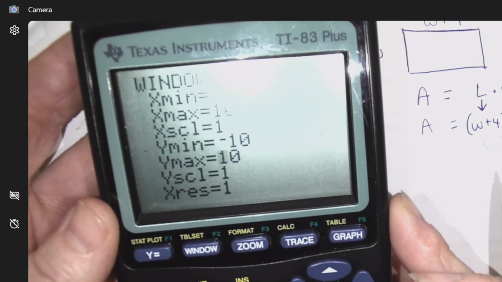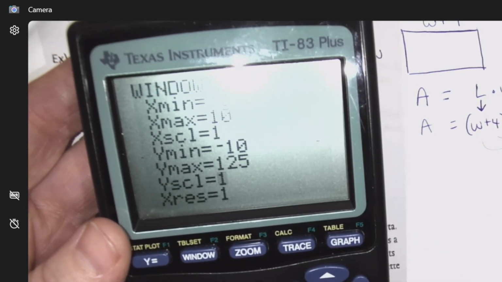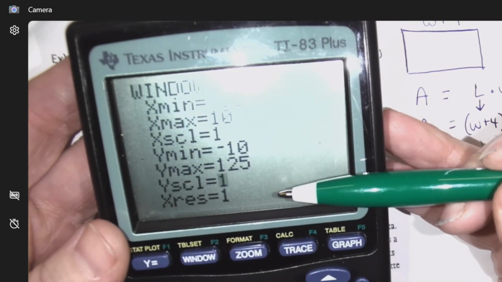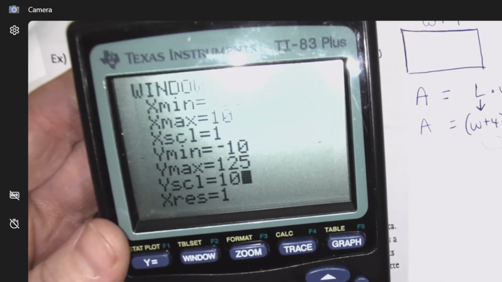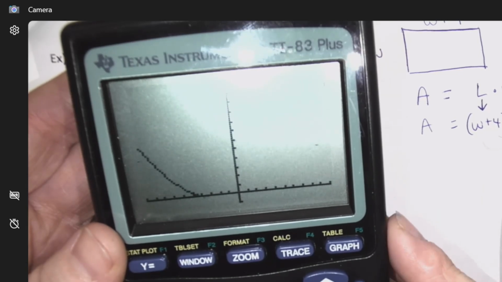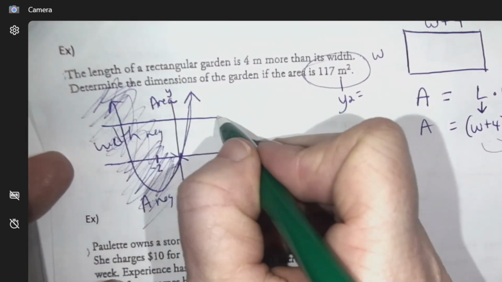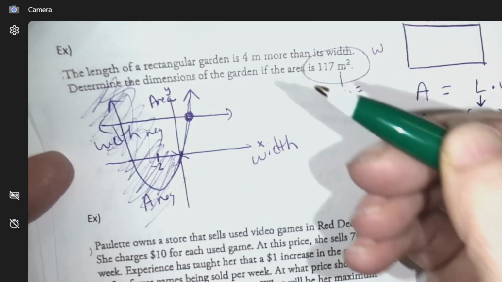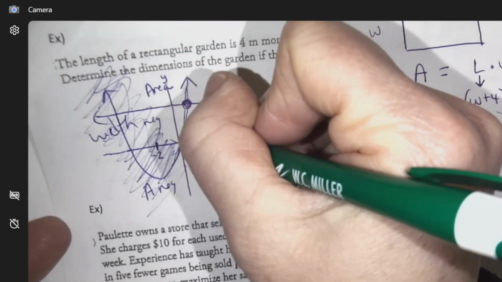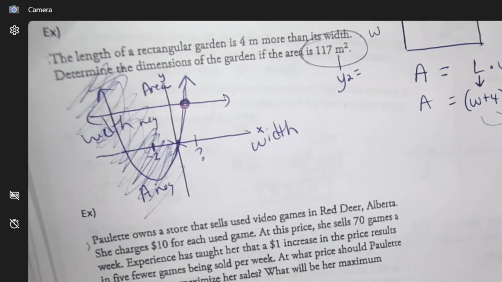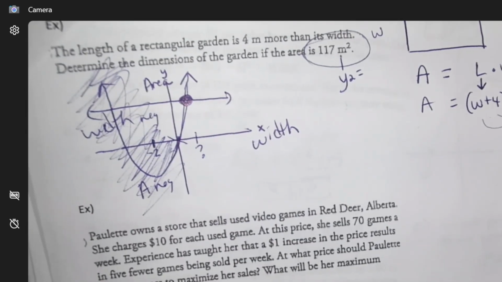So what do you want to change this thing to down here? Y height. What do you want to go to? 125. How about that one? When you go a little bit bigger, you should also change your tick marks. Each tick mark, what do you want to do? 10 on each tick mark? Okay, so what's the process of figuring this out? What's that one called? Intersect. Where do they intersect?